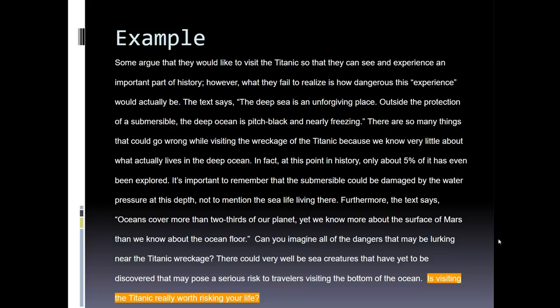And then just like our body paragraphs that we talked about before, we always want to end with a concluding sentence, something to just wrap up our ideas. This person chose to end with a question, which is a technique that I love to use because it leaves your audience with something to think about at the end of the paragraph. And they said, is visiting the Titanic really worth risking your life? Again, at the beginning, they said it was dangerous. So at the end, they're reminding their audience that you could potentially not make it back if you chose to go visit the wreckage of the Titanic.